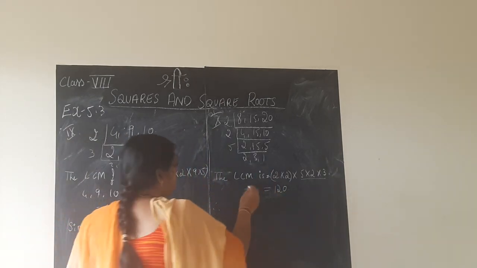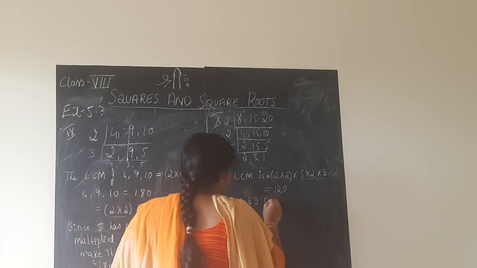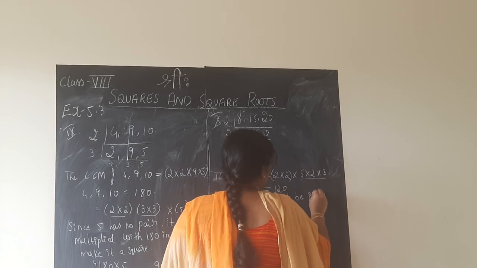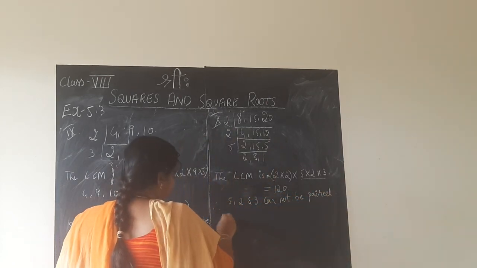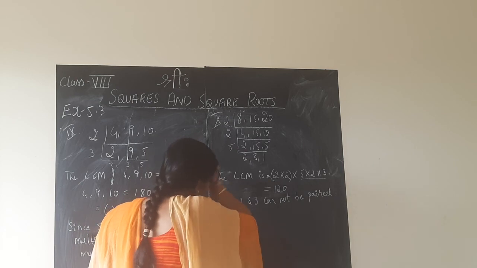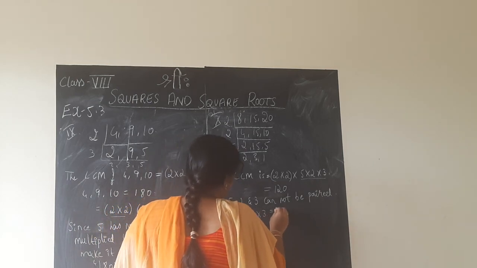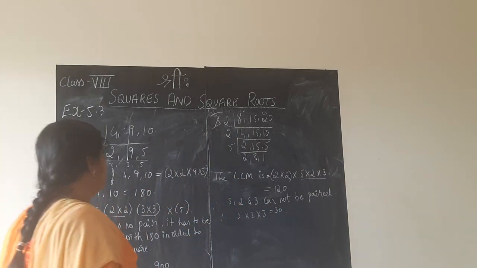Now, which are the numbers which cannot be paired? 5, 2 and 3 cannot be paired. Therefore, 5 into 2 into 3 is what? 30. 5 into 2 into 3 is 30.